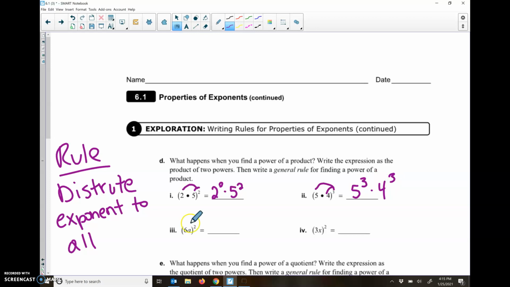Same thing here, 6a squared. That means the 6 gets the exponent and the a gets the exponent. These are a little tricky because people like to think that they're different, or like they're the same, but they're not. So 6 squared and then a squared. And then same thing here, the 3 gets squared and the x gets squared. So even though you don't see a multiplication sign in the middle, just like up here on example 1, that says 2 times 5. Example 3 doesn't have a big dot in the middle telling you it's a times problem, but we know that means 6 times a.